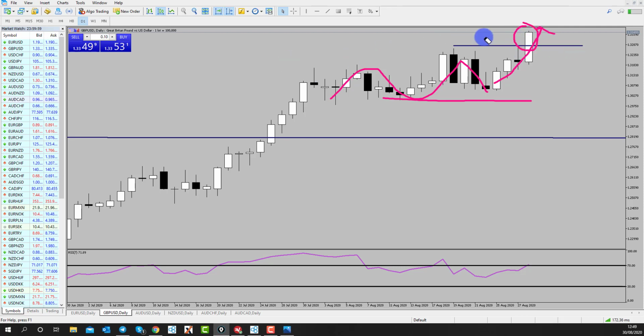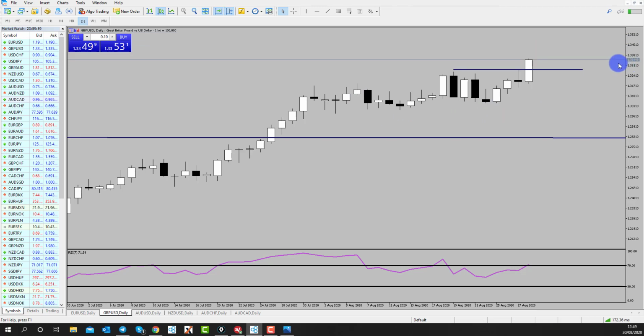Now if this was going to continue up, what I'd really like to see is a second daily close above. So Monday, if price can break and close above again, that would signify to me that we are going to see a potential continuation of this trend. So yeah, looking a bit bullish here on pound.